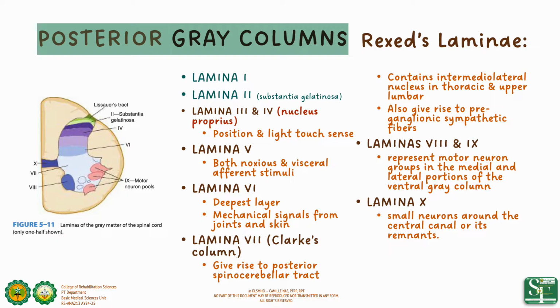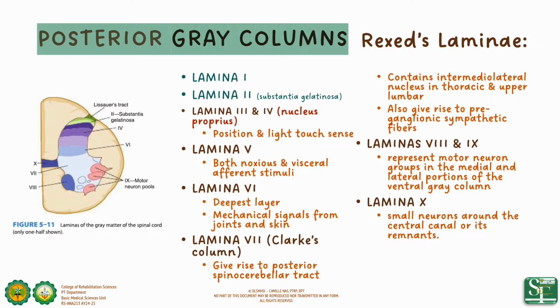This one will be thoroughly discussed in your autonomic nervous system because the main function of this lamina is it serves as a preganglion of your sympathetic nervous system. So we'll discuss this again with your ANS, autonomic nervous system.